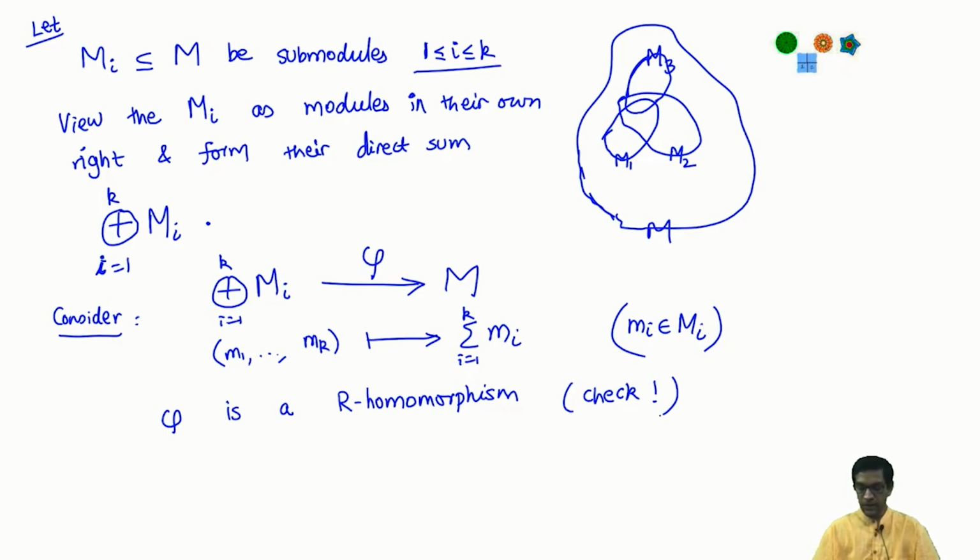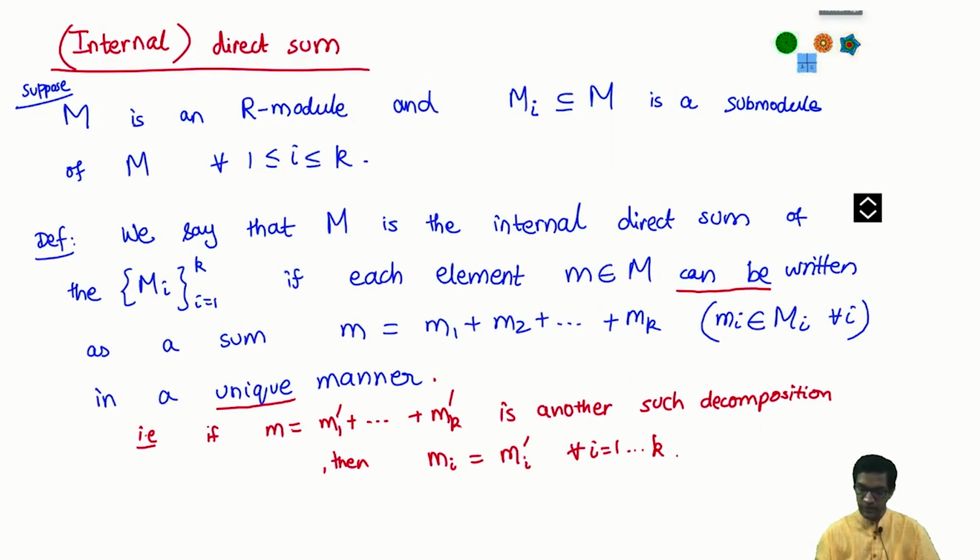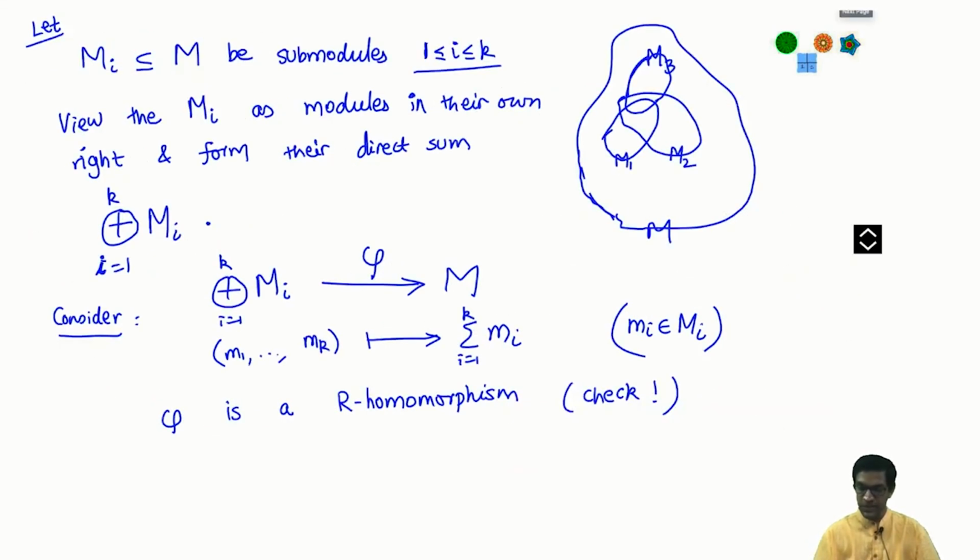Now the key point here is that observe that if the ambient module M is an internal direct sum of these submodules Mi, then what does it mean? Well, it means the following. If you go back to this definition, if M is the internal direct sum, then every element of M can be written as a sum of mi. Okay, what does that mean? It means that this map phi which I have just defined is surjective, right? Because every element of M has one such decomposition.